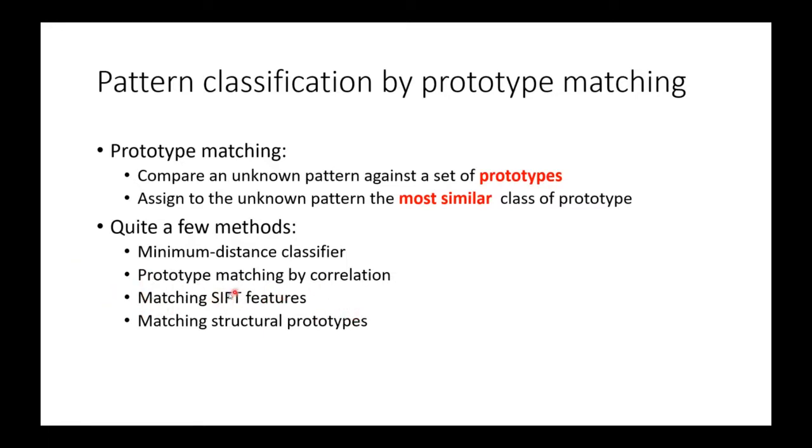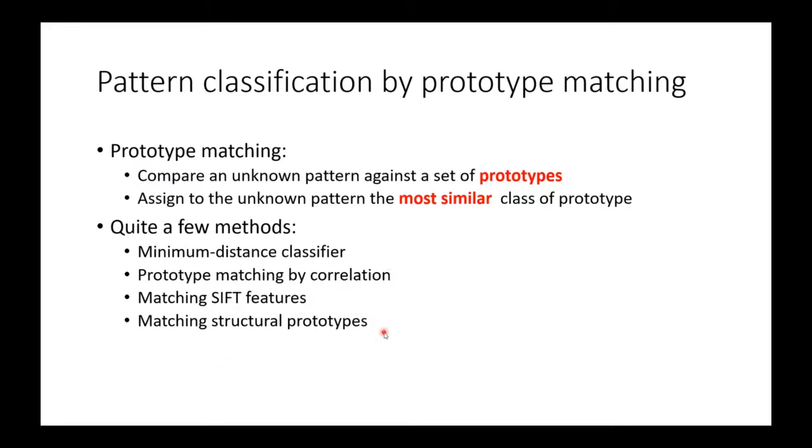In our discussion about the SIFT method, we did some matching, right? So matching SIFT features is understood as a kind of prototype matching algorithm. We can do prototype matching by correlation. We've done this in one of the lectures, but this is going to become more clear. We're going to talk about the use of correlation for pattern matching and consequently recognition.